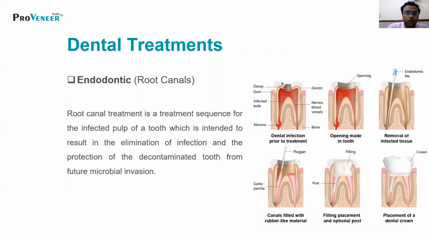So what is endodontics? Root canals. A root canal is a treatment sequence for the infected pulp of a tooth, which is intended to result in elimination of infection and the protection of the decontaminated tooth from future microbial infection. In simple terms, what happens when a tooth suffers from dental caries? There is a lot of infection which involves the pulp. And when the infection involves the pulp, there is a lot of pus and other microbial invasion. They cause a lot of pus and pain.